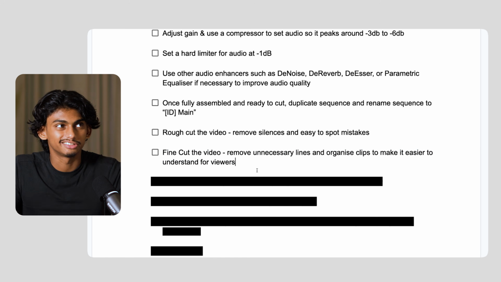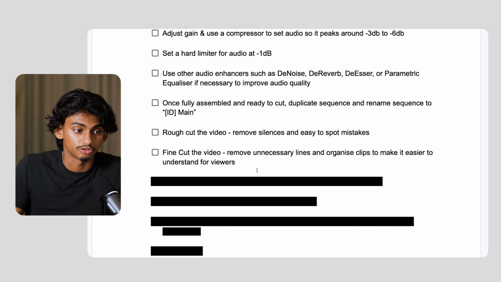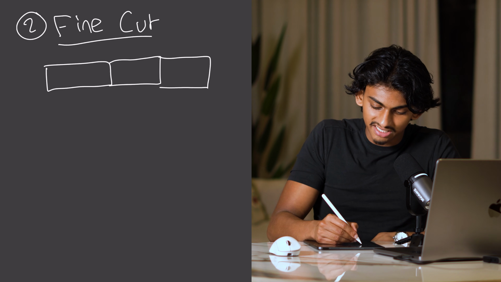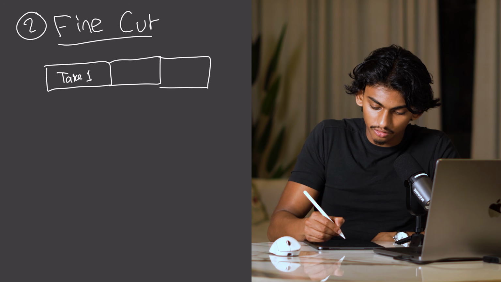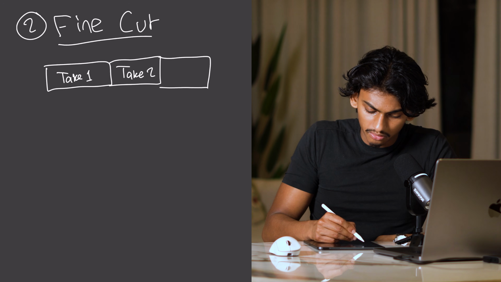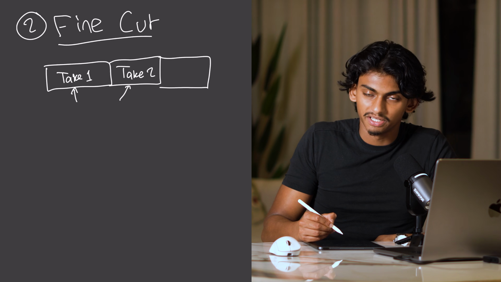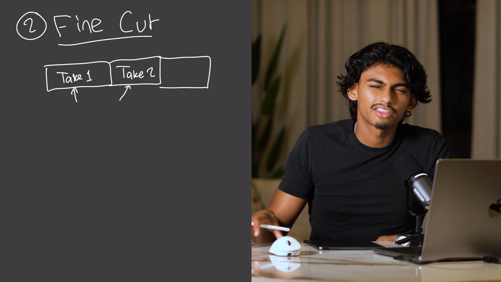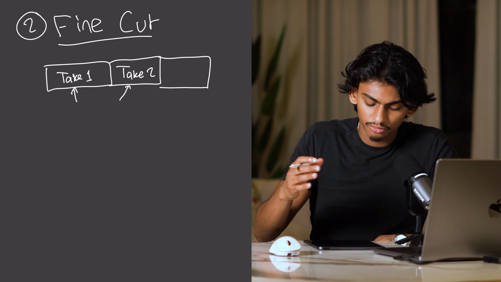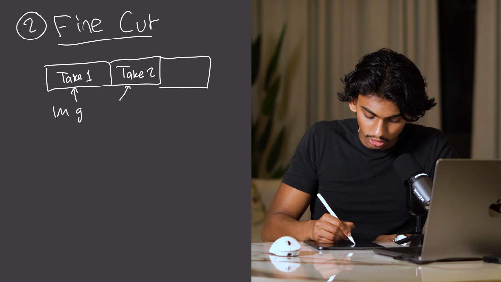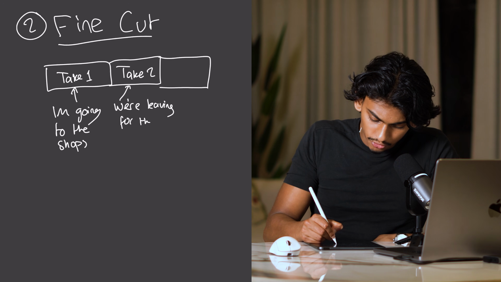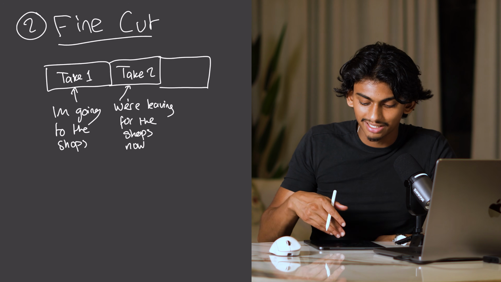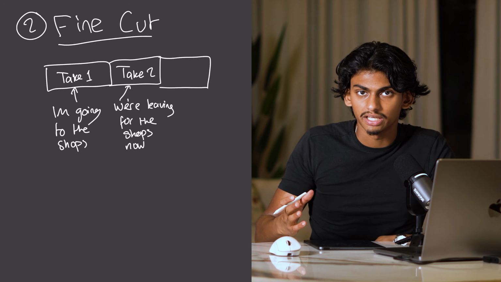The fine cut is getting pretty close to how the final cut is going to look. When doing our rough cut, you'll realize there might be multiple takes of this exact same thing. This doesn't mean we're leaving mistakes in, but maybe the creator said the same thing twice or said a similar thing that serves the same purpose. For example, let's say I'm going to the shops, and we're leaving for the shops now. These 2 aren't the exact same line, so you could keep them both in. But realistically, from a storytelling perspective, you're going to want to get rid of one of them.